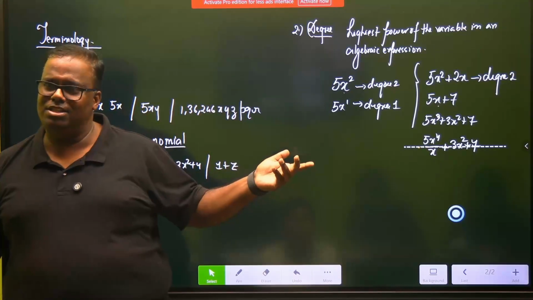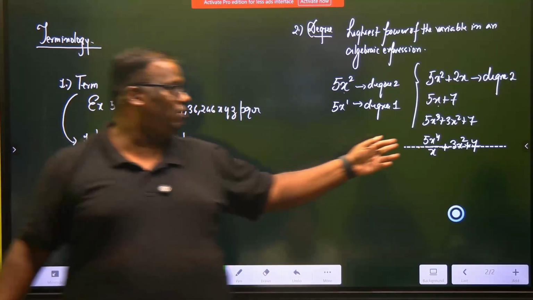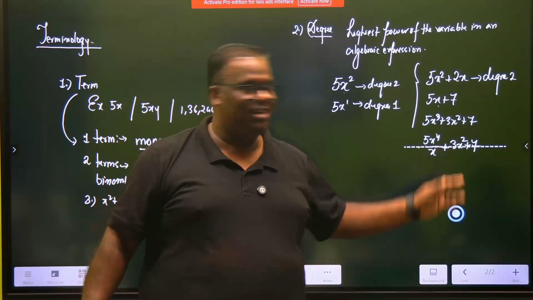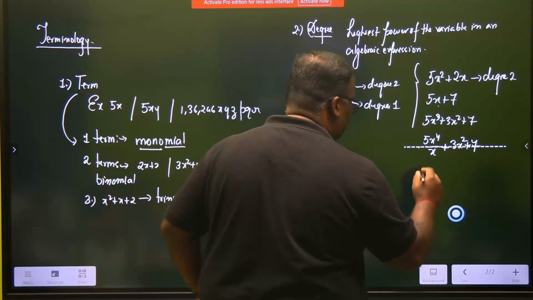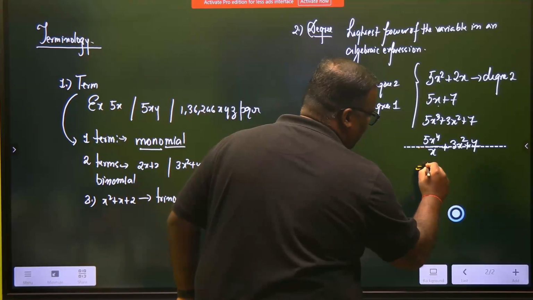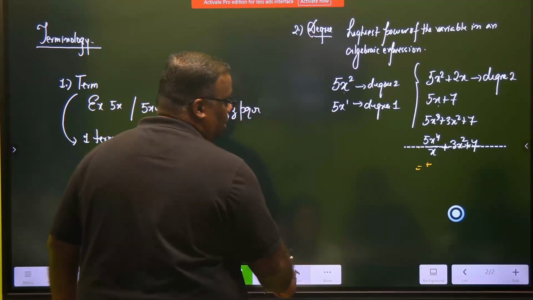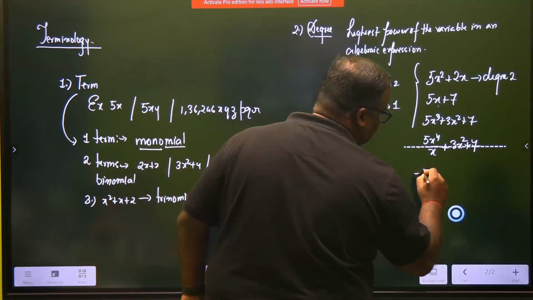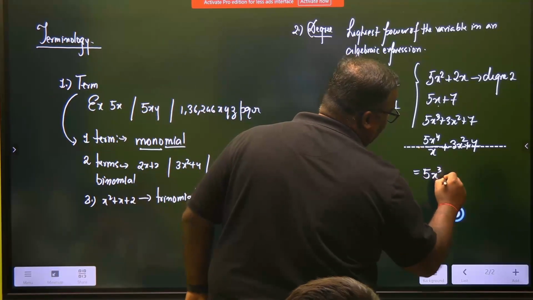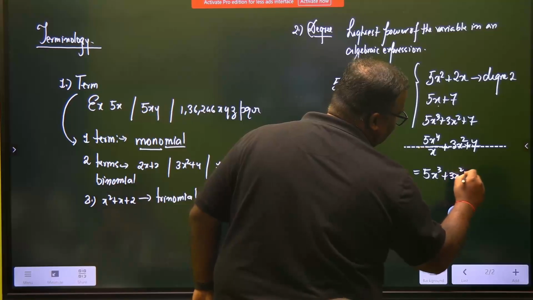5x4 divided by x is what? X to the power 4 minus 1. This can be written as 5, wait, why am I using the yellow color? 1 minute. Acha. This can be written as 5x cube plus 3x square plus 7.